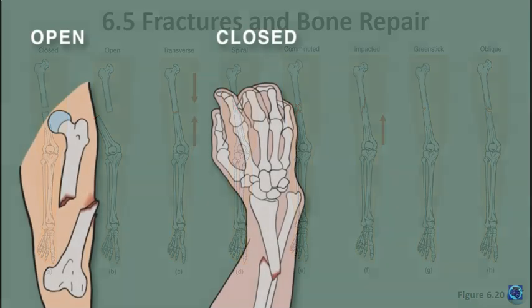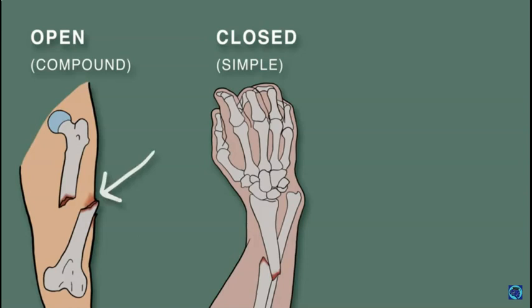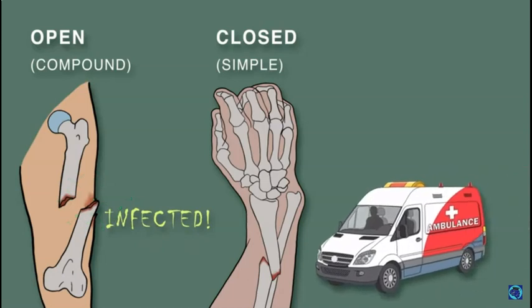These include closed, open, transverse, spiral, comminuted, impacted, greenstick, and oblique fractures. A fracture can be open or closed. These can also be called compound or simple fractures, respectively. An open fracture is one in which the bone breaks through the skin, or a deep wound exposes the bone. Meanwhile, a closed fracture does not break the skin. It must be noted that, by definition, an open fracture is infected. Therefore, it is important to get medical care immediately.